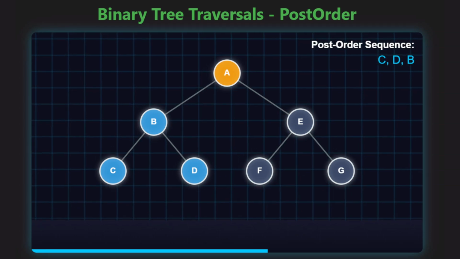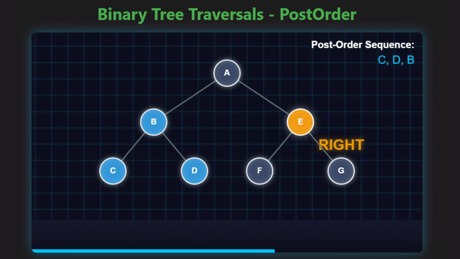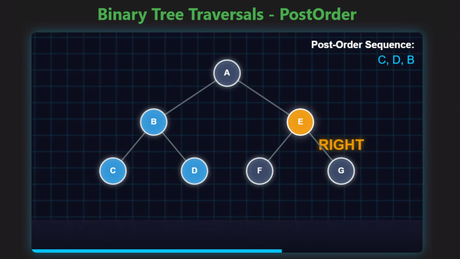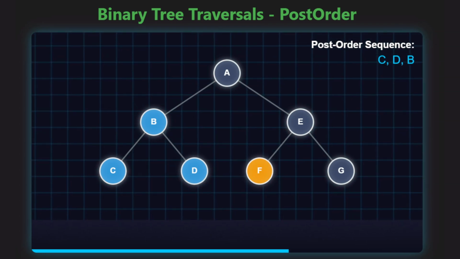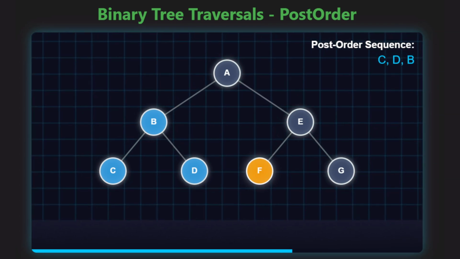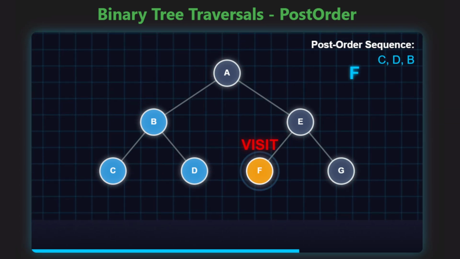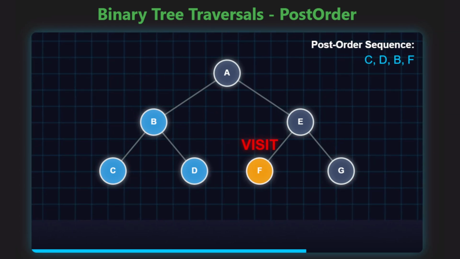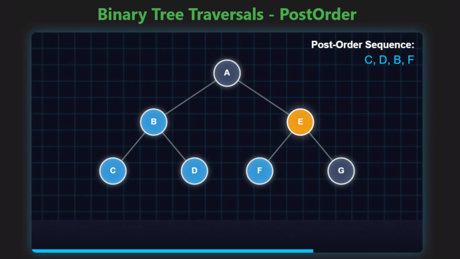We travel back up to A. We've completed the left part of A's checklist. What's next? The right part. Let's travel to A's right child, E. We are at E. What's the rule? Left, right, visit. So first, we must go left. We travel to F. At F, there's no left or right child to explore, so we can immediately visit F.